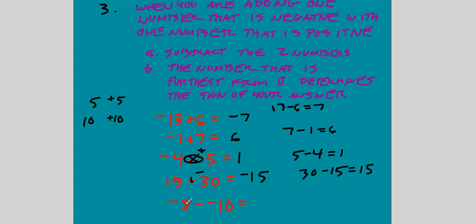And finally, I have negative 8 minus 10. Well, let's change that to a positive. So this is just like 10 minus 8 over here, which is 2. Since 10 is further from 0 than negative 8, my final answer must be positive 2. And this concludes the video.